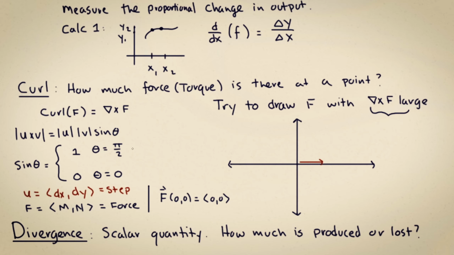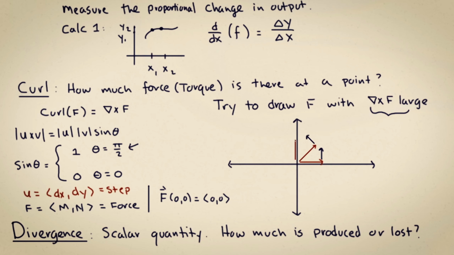And remember, del cross F is going to be as large as possible when the angle between the step that you took and the direction of F is perpendicular. So that means that F must point in this direction in order for del cross F to be as large as possible. Okay, now let's imagine that we took a step in this direction. Then just like before, I'm trying to draw a vector that makes the cross product as large as possible, so I need to draw a vector in the perpendicular direction.